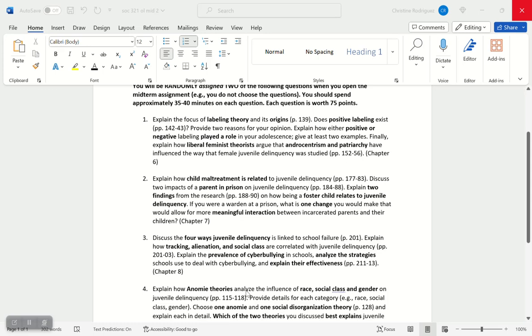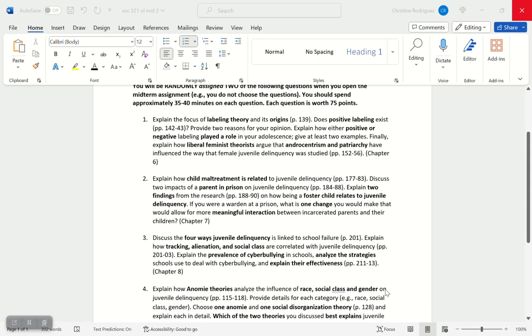Discuss positive labeling. Does positive labeling exist? There's a discussion in the textbook about positive labeling. Some say it exists, some say it doesn't. What do you think? Make sure you review that section before you provide your answer, and provide 2 reasons for your opinion.